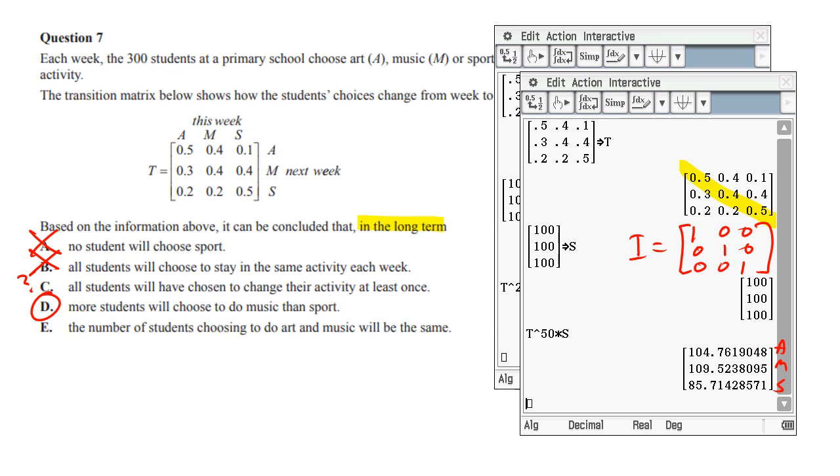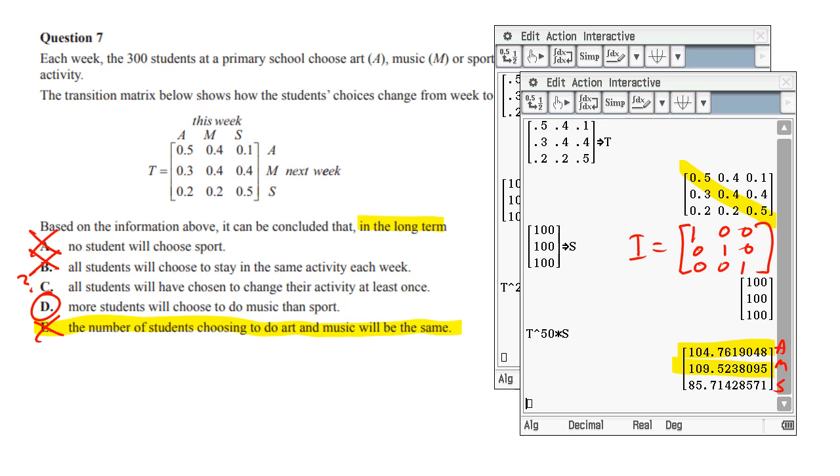Whenever you're revising, check out what all the multiple choice questions are. So let's have a look at E. The number of students choosing to do art and music will be the same. So music and art, they're not the same number. So that's definitely wrong. And we can feel confident about D. Even if you didn't quite understand what C was about, D is definitely correct.